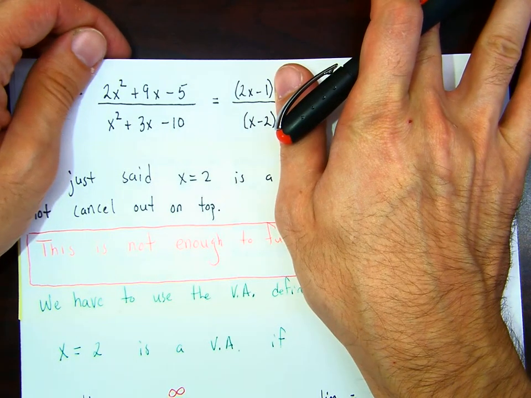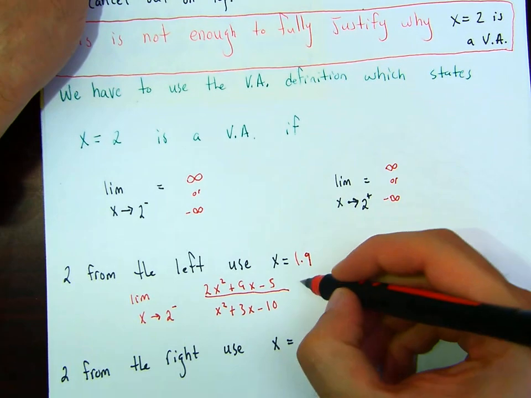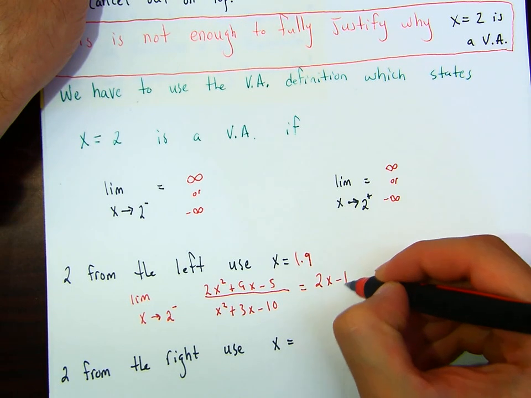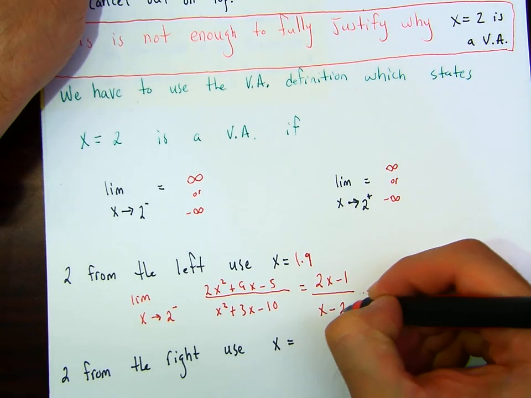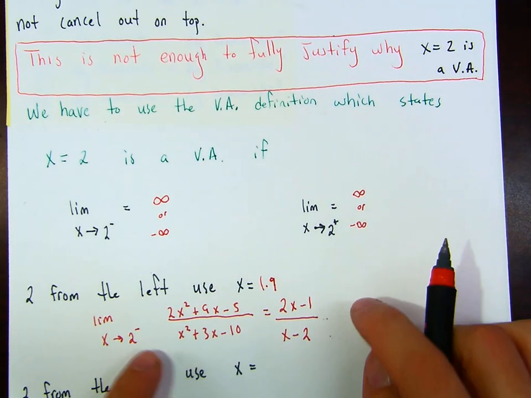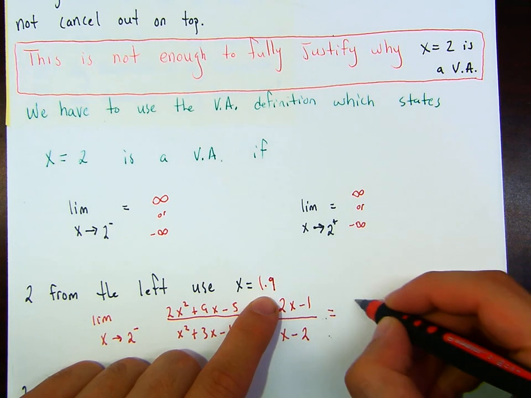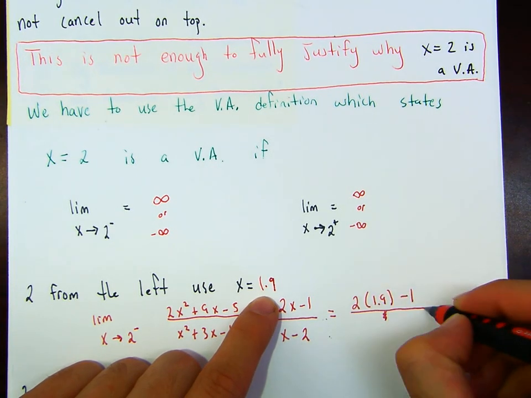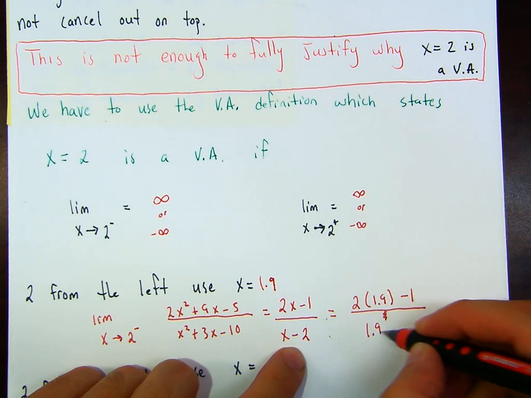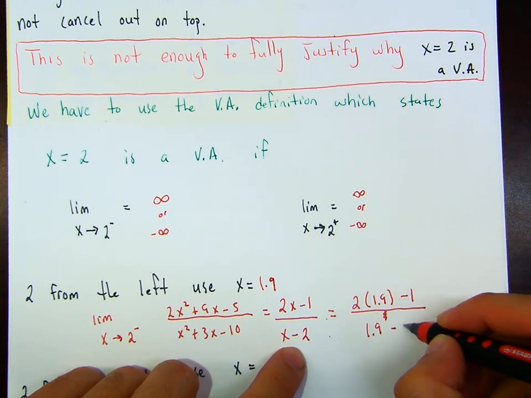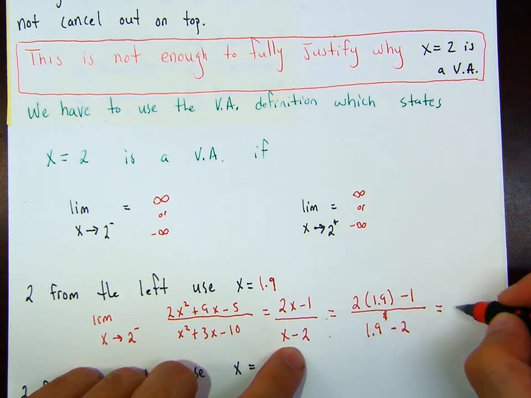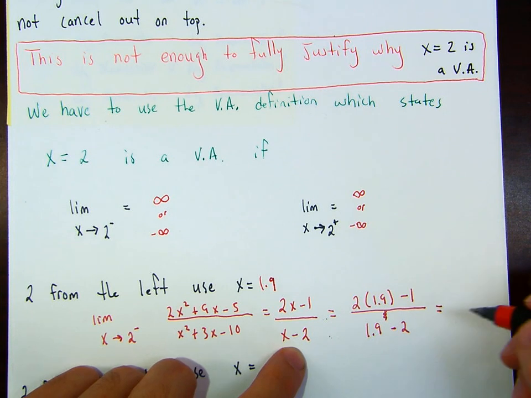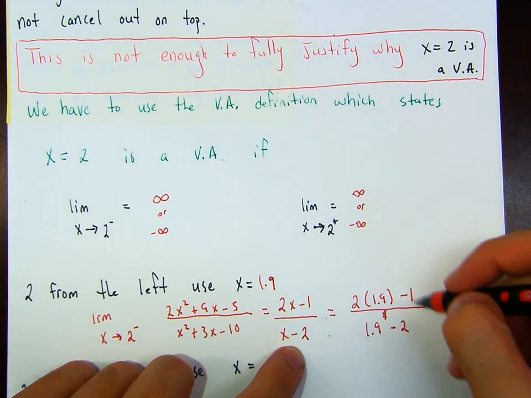So it makes your life very easy. So you're just allowed to say, okay, this is 2x minus 1, and this is x minus 2. Okay, well, let's see. When I plug in 1.9, what is 2 times 1.9 minus 1 over 1.9 minus 2? Will this be positive or negative? All right, so take a second and think about it.